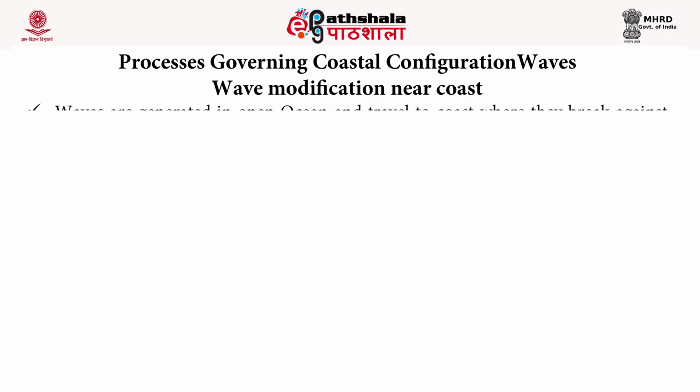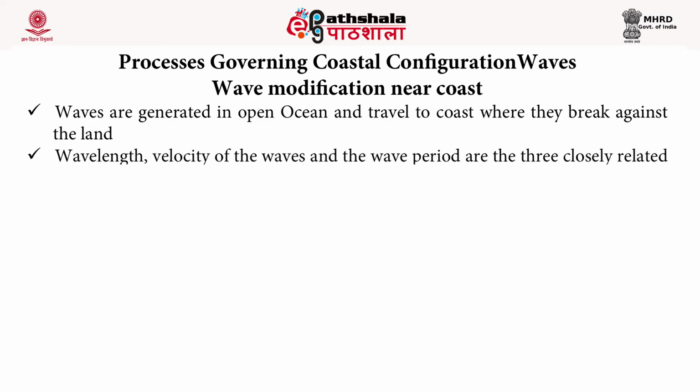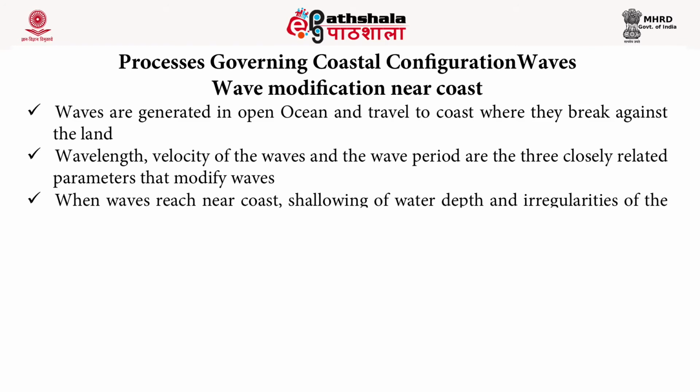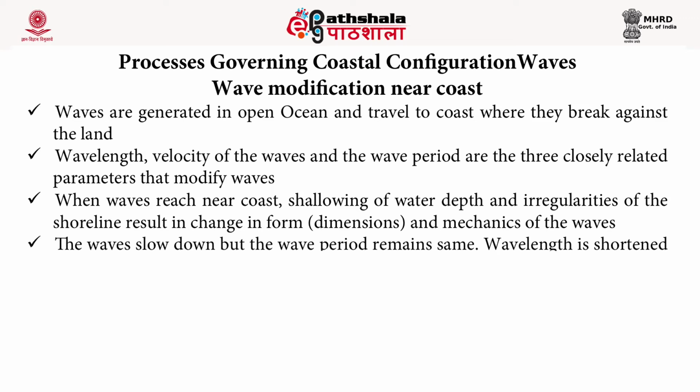Waves are generated in the open coast and travel to the coast, where they break against the land. Wavelength, velocity of the waves, and the wave period are the three closely related parameters that modify waves. When waves reach near the coast, shallowing of water depth and irregularities of the shoreline result in a change in form and mechanics of the waves. The waves slow down, but the wave period remains the same.